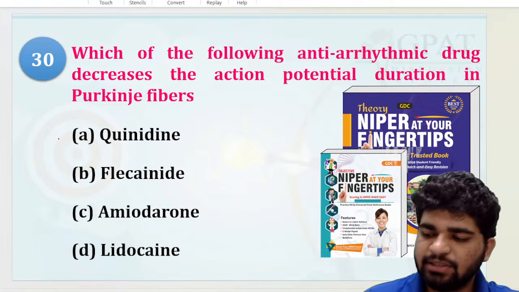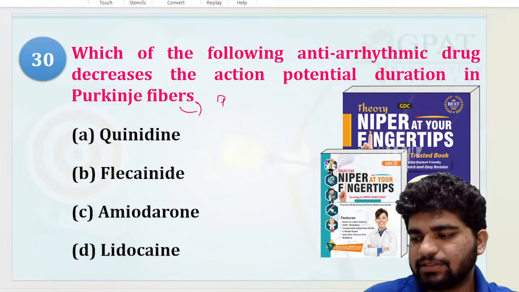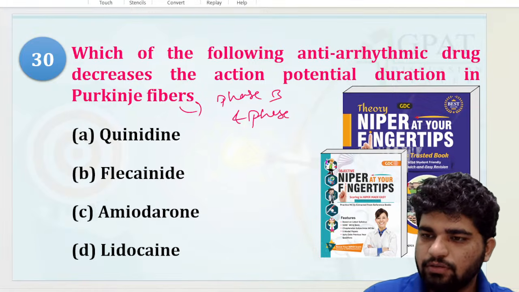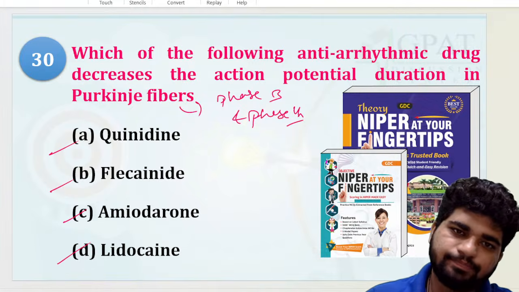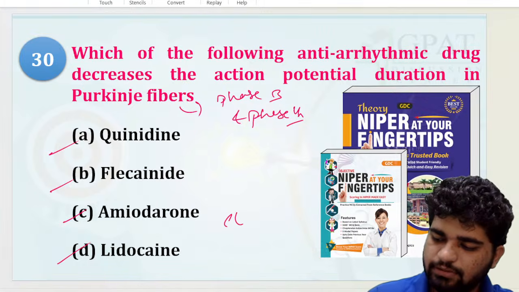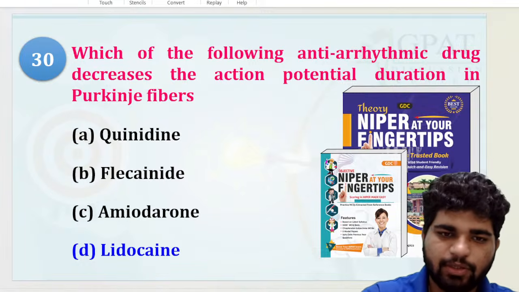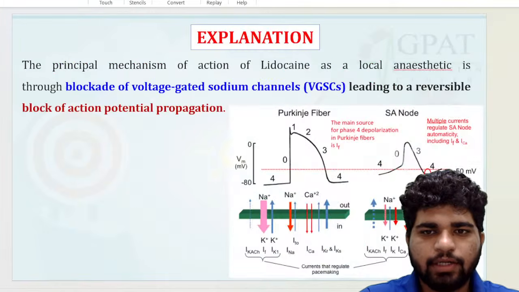Now, which of the following anti-arrhythmic drugs decreases the action potential duration in Purkinje fibers? Purkinje fibers, that means phase 3 and phase 4. Which drug is useful for that? Quinidine, flecainide, amiodarone, or lidocaine? So class 1B over here, so that would be lidocaine, right?